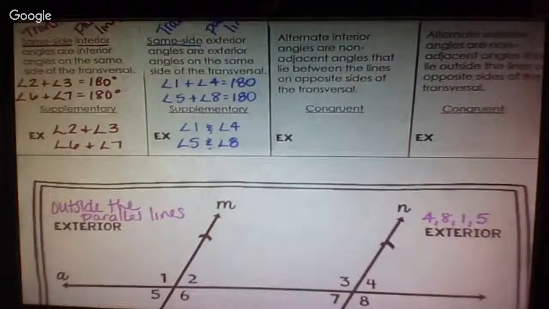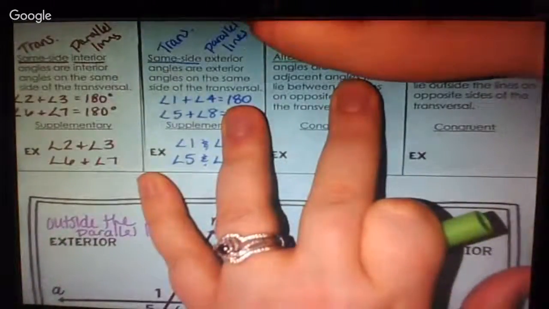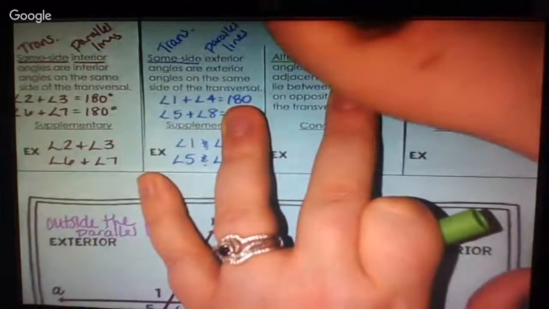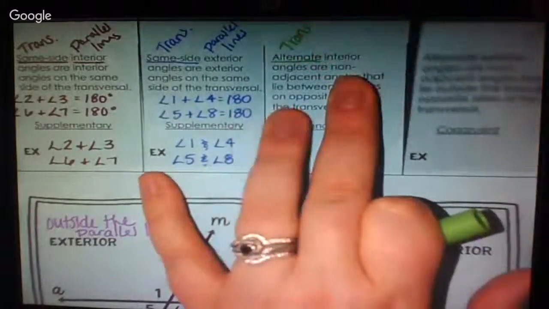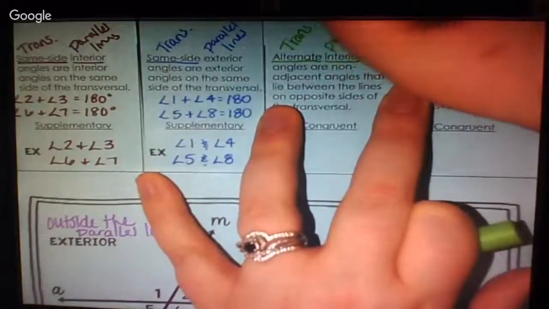All right. The third one. Alternate. So no longer are we on the same side. One has to be on the top and one has to be on the bottom. So we're looking alternate in terms of your transversal. Again, interior. So we're back inside your parallel lines.